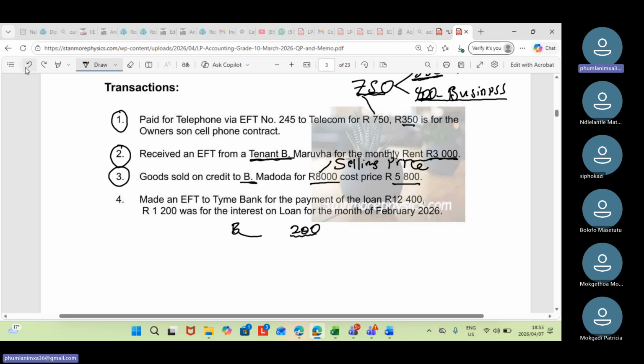It means now, guys, the total loan is how much? So the total payment that we have made is 12,400. From the 12,400, you need to note that 1,200 was for interest on loan. You need to minus 1,200. Can you please do that? I don't have my calculator with me. 12,400 minus 1,200.